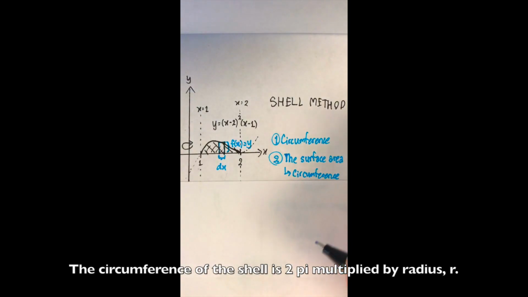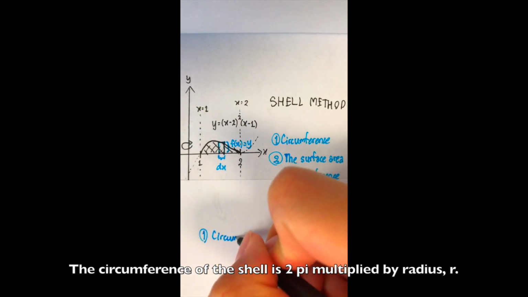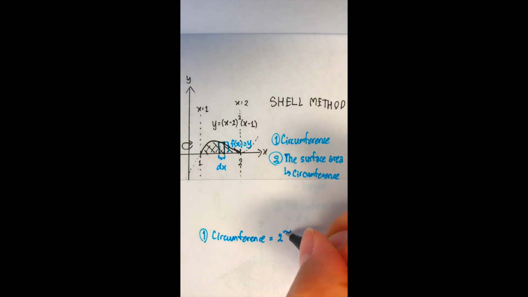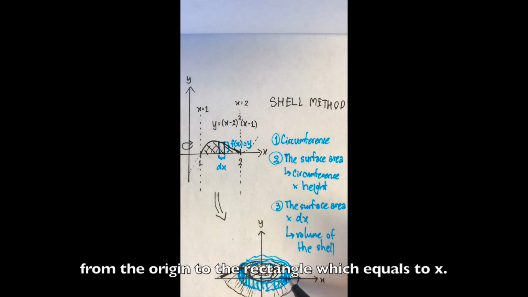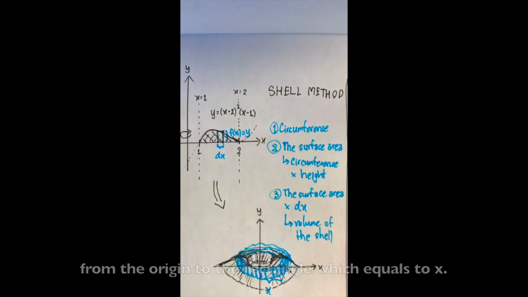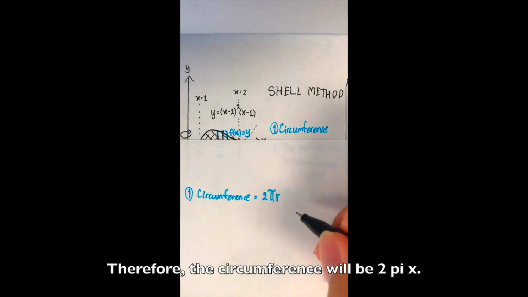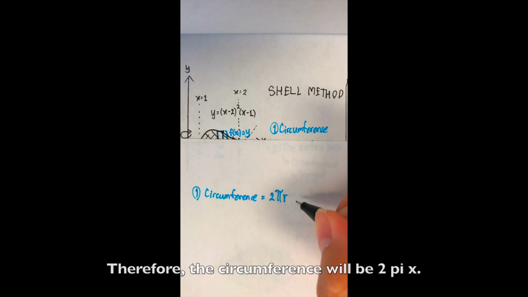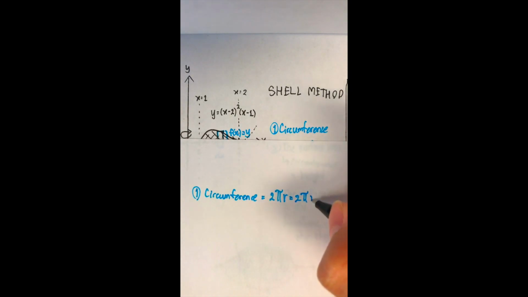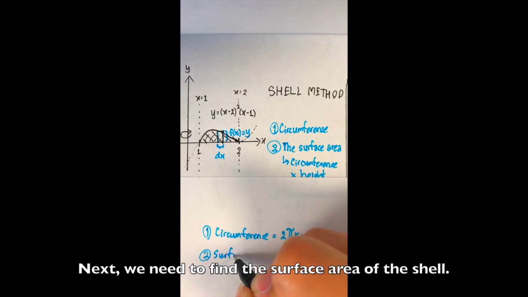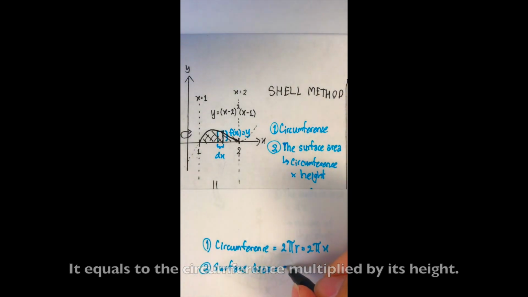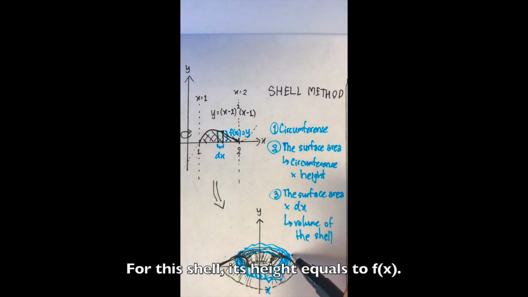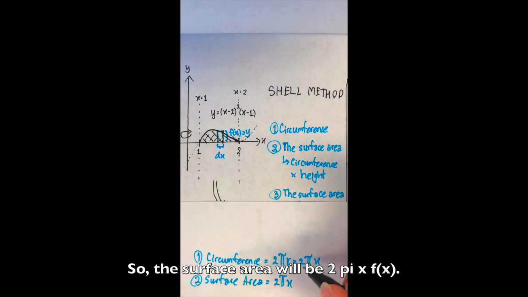The circumference of the shell is 2 pi multiplied by the radius r. For the shell, its radius is the distance from the origin to the rectangle, which equals x. Therefore, the circumference will be 2 pi x. Next, we need to find the surface area of the shell. It equals the circumference multiplied by the height. For this shell, its height equals f of x. So, the surface area will be 2 pi x f of x.